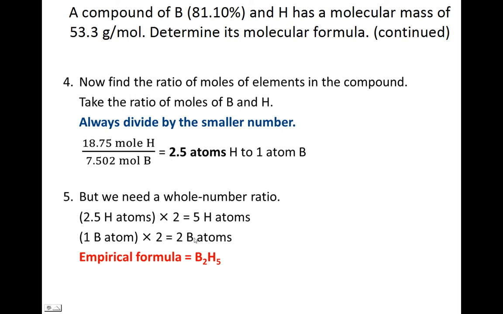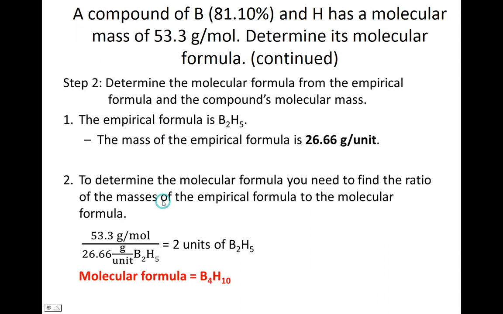So now I've got my empirical formula B2H5. For every 2 boron atoms, I have 5 hydrogen atoms. So now I've got my empirical formula. I'm ready to figure out my molecular formula. Now to do that, I need the mass of my empirical formula. And when I add up the masses of 2 borons and 5 hydrogens, I get a total of 26.66 grams per my empirical unit of my molecule.